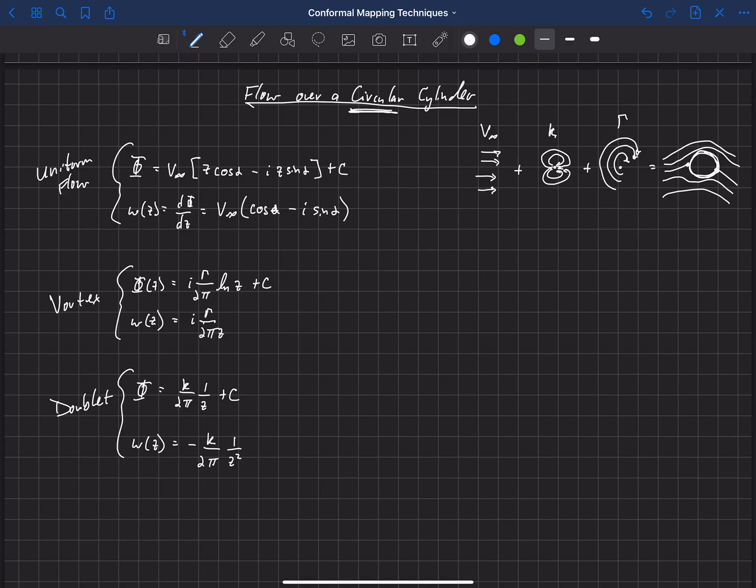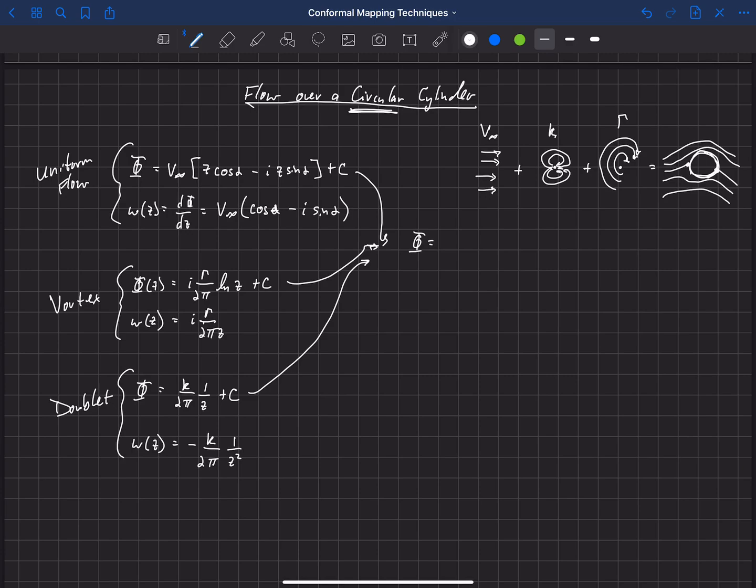And of course, if gamma is strong enough, well, as it gets stronger, the stagnation points come together near the bottom for positive gamma, and then if they get strong enough, that stagnation point can actually exit the surface of that cylinder. But anyway, this represents flow over a circular cylinder, or a lifting cylinder if gamma is non-zero. Okay, so we can now come up with a capital phi for this flow field, and it's simply the summation of all of our capital phis for these three different elementary potential flows.